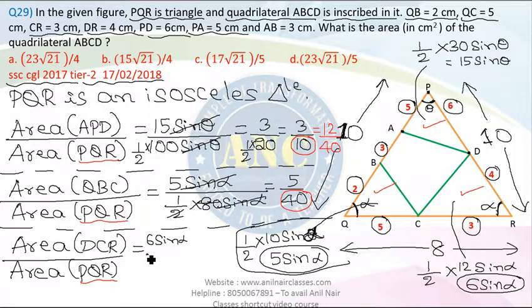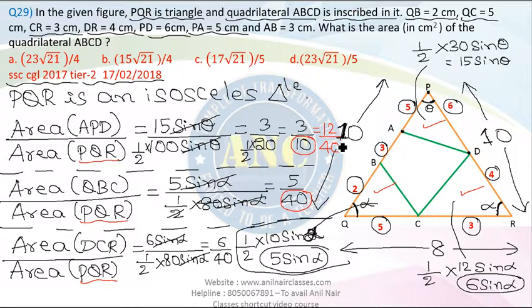PQR is nothing but half into, if I take it as alpha, forget about the opposite side of alpha, which is PQ, multiply the other two sides, it is 8 into 10, 80. So it is half into 80 sin alpha. That is nothing but equal to 6 sin alpha will cancel out. Half of 80 is 40. You are left with 6 by 40.